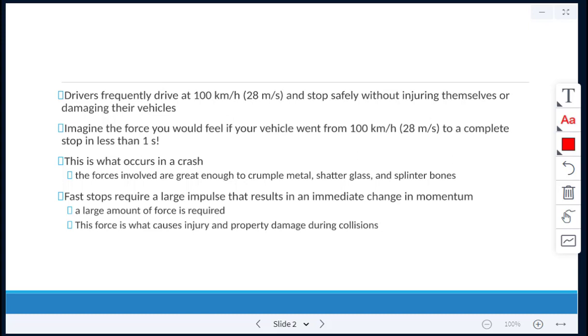Imagine the force you would feel if your vehicle went from 100 kilometers per hour, which is 28 meters per second, to a complete stop in less than 1 second. That's basically what occurs in a crash. The forces involved are great enough to crumple metal, shatter glass, and splinter bones. Fast stops require a large impulse that results in an immediate change in momentum. A large amount of force is required, and this force is what causes injury and property damage during collisions.